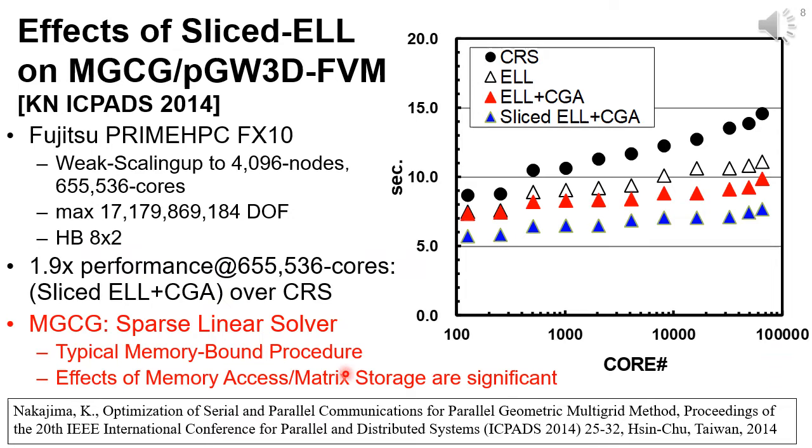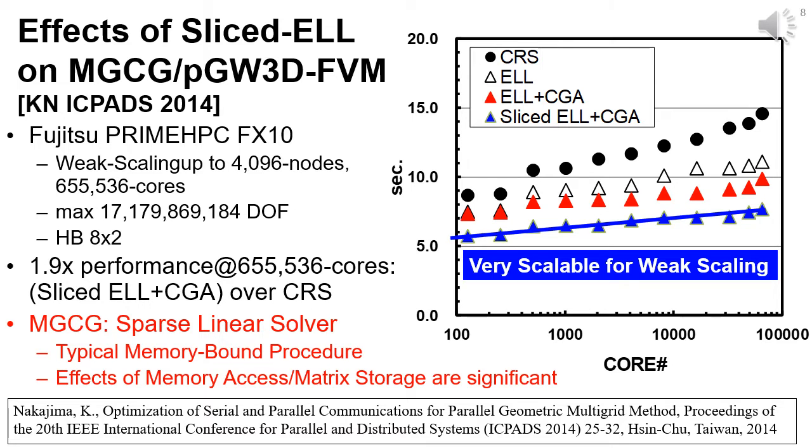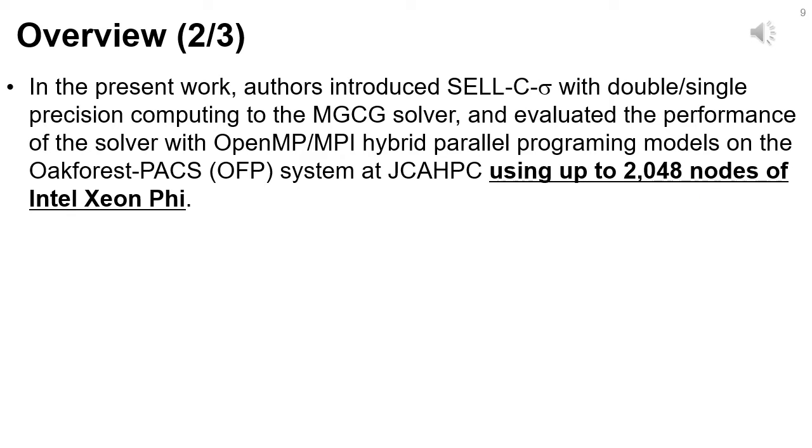This slide shows previous results for weak scaling by the authors, using up to 65 thousand cores of Fujitsu's FX10. Maximum problem size was 17 billion degrees of freedom. MGCG with sliced ELL provides excellent performance for weak scaling. In the present work, authors introduced Sell-C-sigma with double-single precision computing to the MGCG solver, and evaluated the performance of the solver, with OpenMP/MPI hybrid parallel programming models on the Oakforest-PACS, OFP, at JCAHPC, using up to 2048 nodes of Intel Xeon Phi.